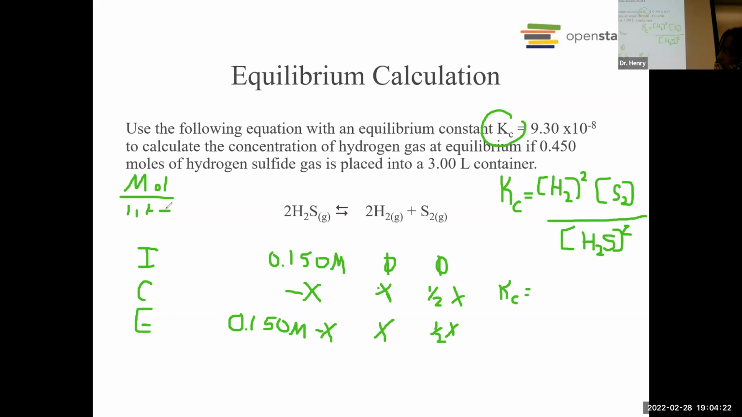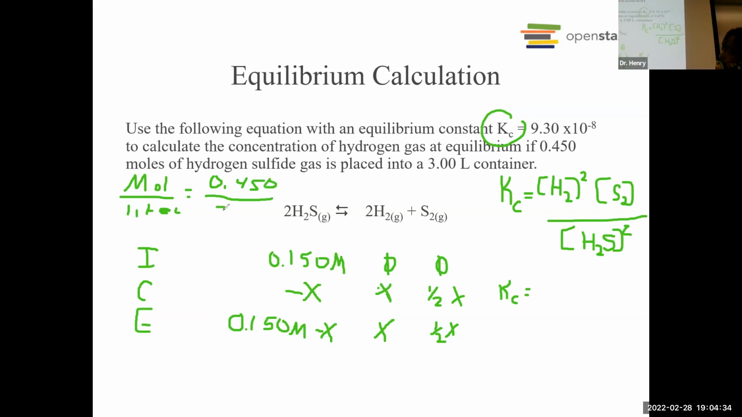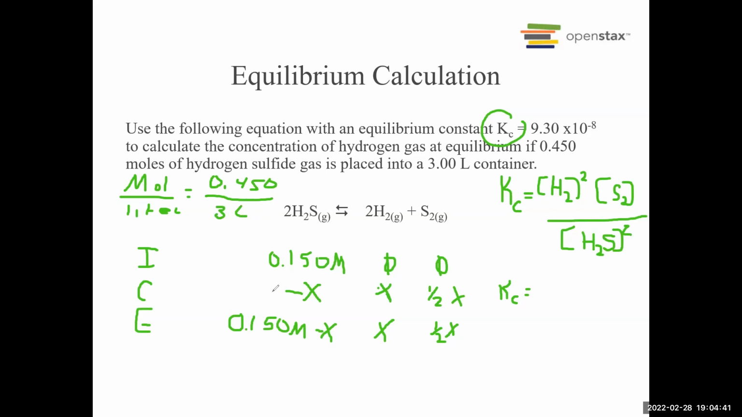So that would be our concentration. If we went moles over liters, we have 0.45 divided by 3 liters. And so that's how we got that for our molarity. Okay. Good question, though.